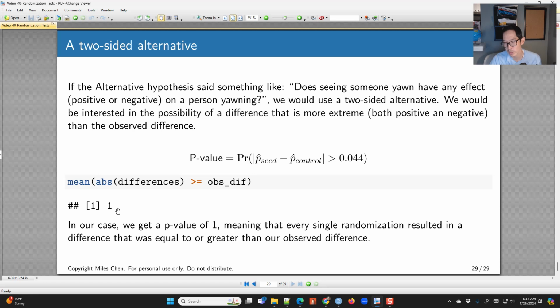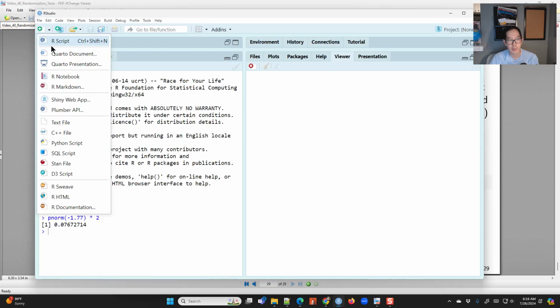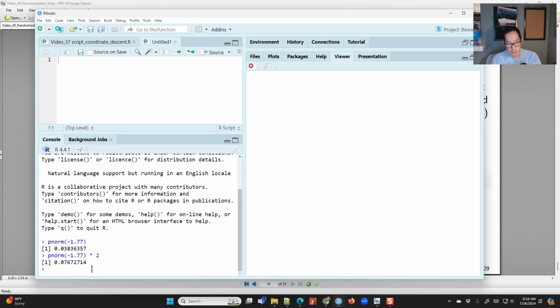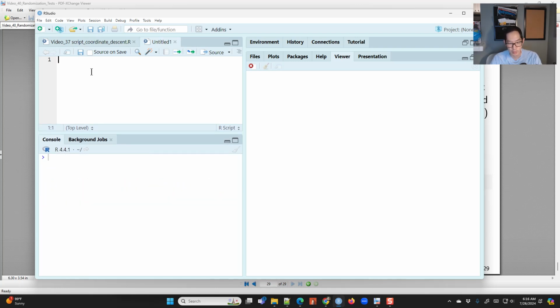And that seems kind of crazy. Anytime you get a p-value of 1, you feel like, oh, maybe I did something wrong, okay? But actually, that's exactly what we end up getting. And let me explain what's going on. So remember, there's 50 people and 14 yawned, okay? So there's a few splits, okay?